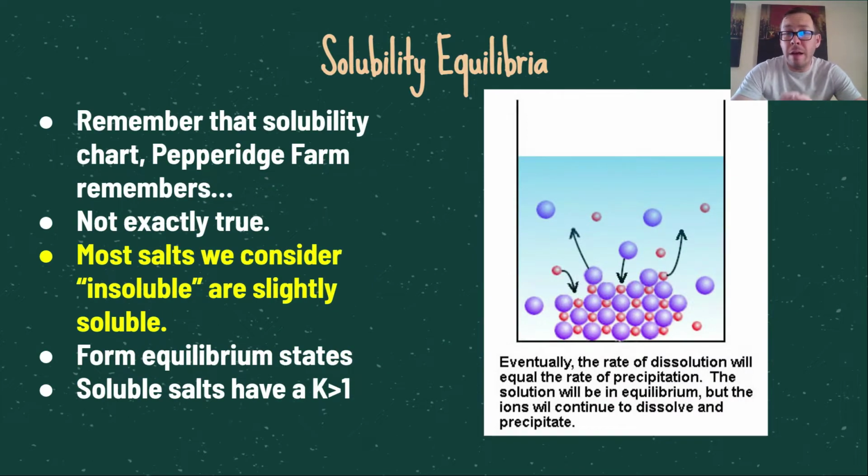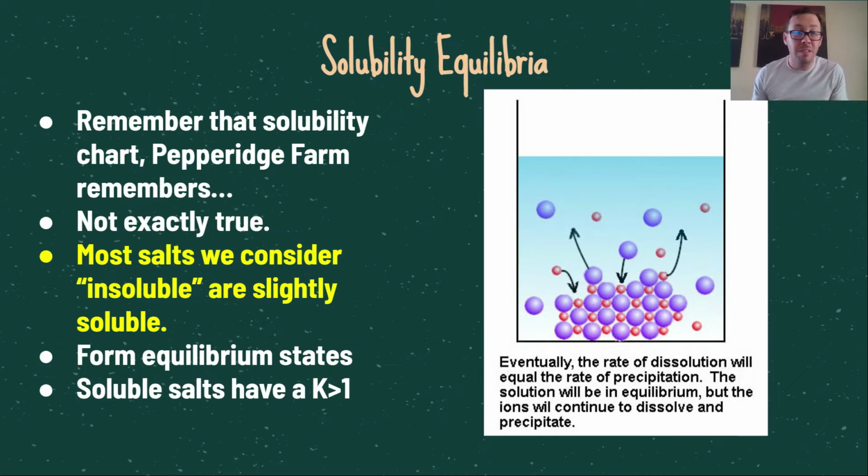So first, let's talk a little bit about solubility equilibria. If you remember, you probably at one point in time in a chemistry class got a solubility chart, and that solubility chart basically told you these ions are soluble and these ions are insoluble. Well, it's not exactly true. Most salts that we describe as insoluble are actually slightly soluble, meaning that only a certain percentage of them actually dissociate when you put them into solution. So we would describe these as slightly soluble, and these actually form equilibrium concentrations.